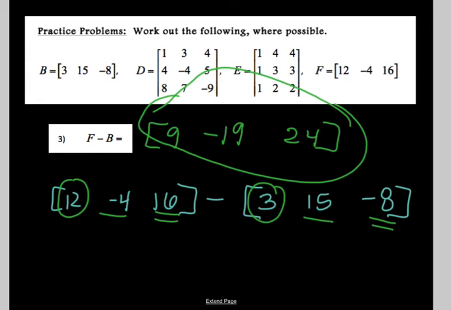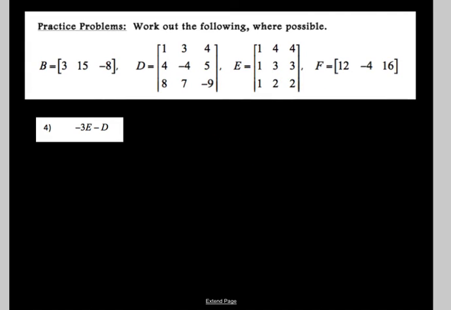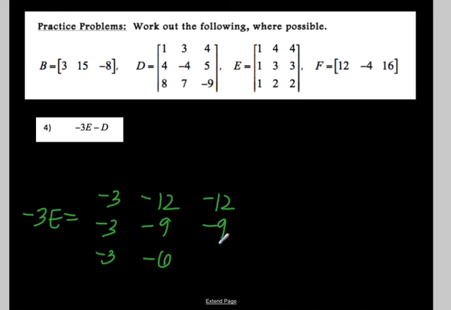All right, and our last one. If you'd like, I would recommend pausing the video and trying this one on your own. Okay, so hopefully you paused the video and tried it on your own. Let's go ahead and figure this one out. I'm going to first find negative 3e. Okay, well maybe I want to check, can I even add e and d together or subtract them? So they're both 3 by 3, so yes, I can. So I'm going to find negative 3e. Negative 3e will equal negative 3, negative 3, negative 3, negative 12, just multiplying all of them by negative 3. Okay, so there's negative 3e.